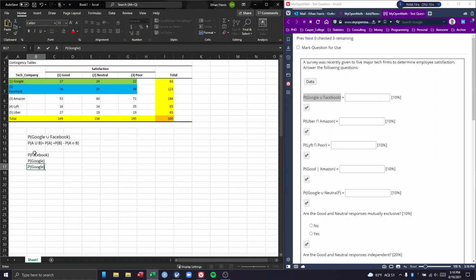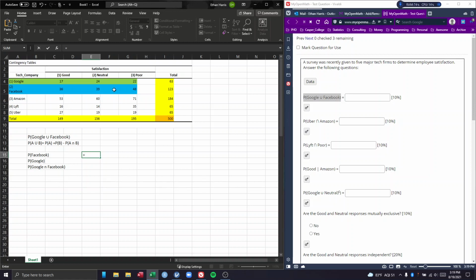We'll do Google intersect Facebook. Okay, that'll work for us. So let's start off with the probability of Facebook. This one's pretty easy. We could add up all of these values that are in Facebook. These are all the people who said that they work for Facebook. We could do 36 plus 39 plus 48 divided by our total, and that would give us the probability that a randomly selected person from this sample or from the survey in fact responded that they work for Facebook.